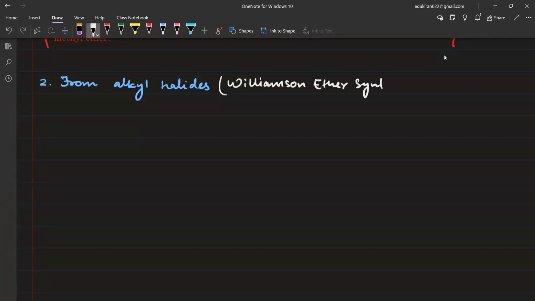Williamson ether synthesis. This is very, very important. If you are doing the chapter alcohols, phenols, and ethers, and you want to do one topic, do this topic. If you have time to do only one topic in the complete chapter, do Williamson ether synthesis. This has been one of CBSE's favorite topics to ask questions from in this particular chapter.